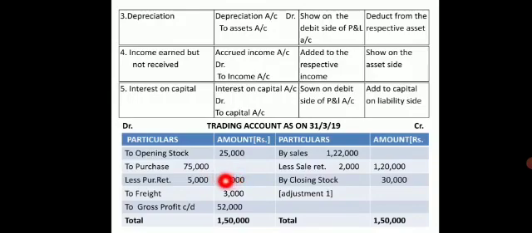The resultant figure, net purchases, comes to 70,000. Next, you are having freight. Freight, which is the transportation charges on purchases, directly related to purchases. So 3,000 is to be taken on the debit side.